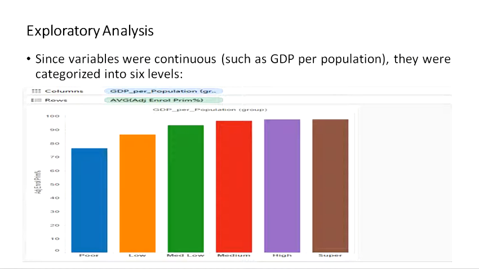As part of the exploratory analysis, like we said earlier, we divided the independent variables into different levels. Over here we have GDP per population, broken into six variables, starting from poor and going to super high. And as you can see, as GDP per population grows, so does the enrollment in primary school.